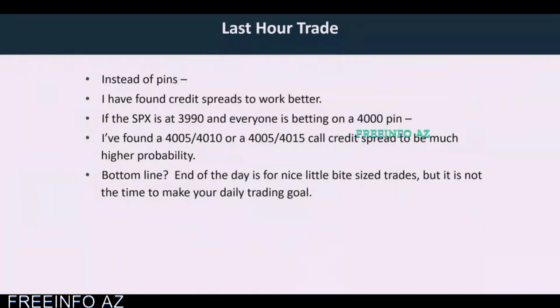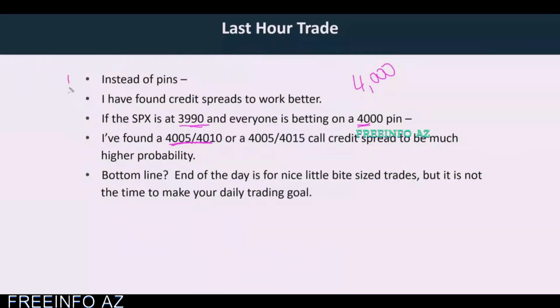Instead of pins, one thing I found is that credit spreads work better. So for me anyway, if the SPX is at 3990 and everyone is looking for a 4,000 pin, oftentimes it's going to do some head fakes. And so I might sell a slightly out of the money call credit spread.